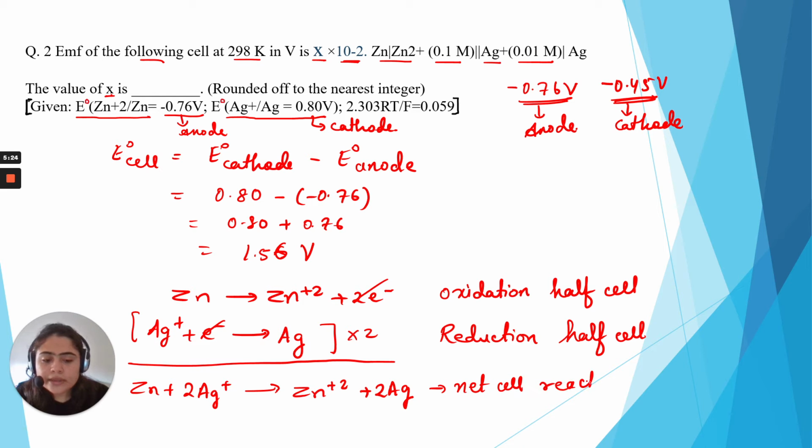Always remember that the oxidation reaction takes place at the anode and the reduction reaction takes place at the cathode. Loss of electrons, gain of electrons. So this is the net cell reaction. So how many electrons are gained and lost? Number of electrons is 2.